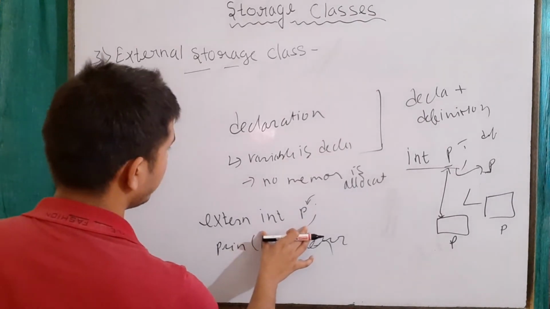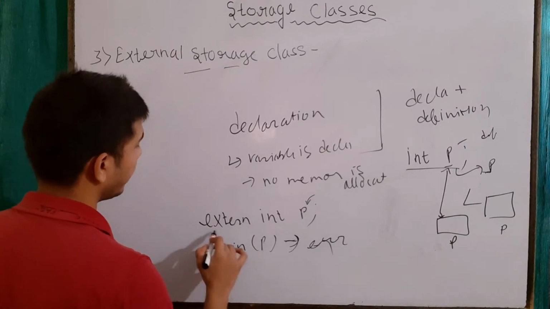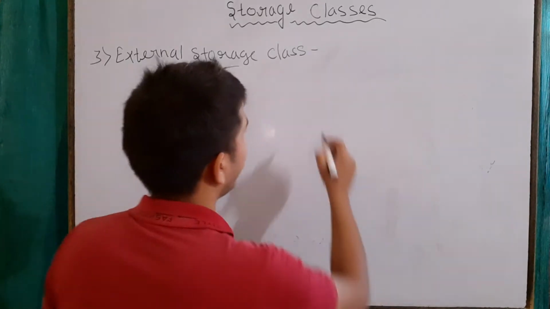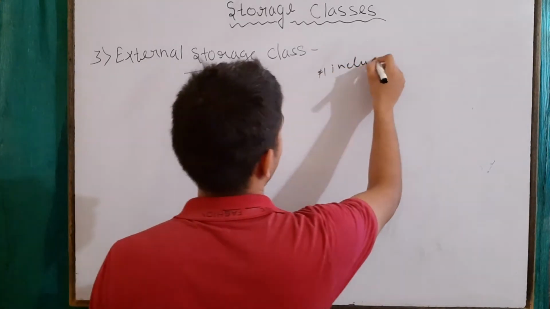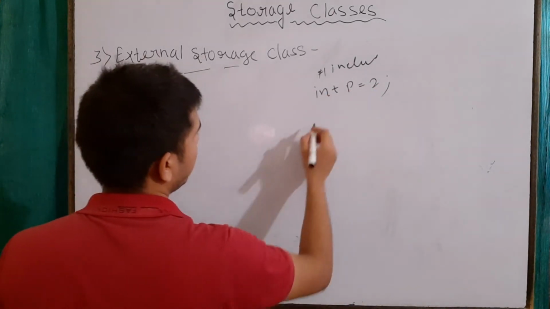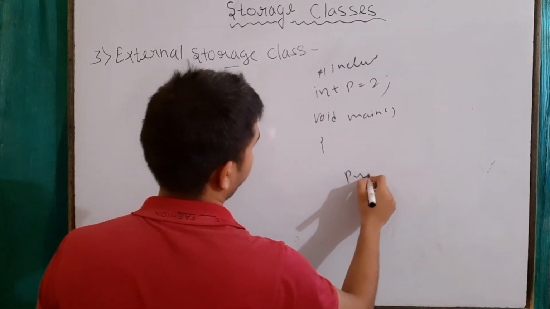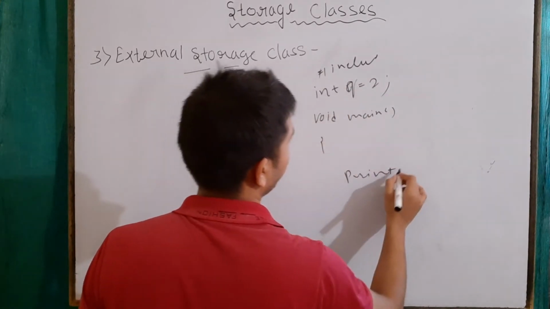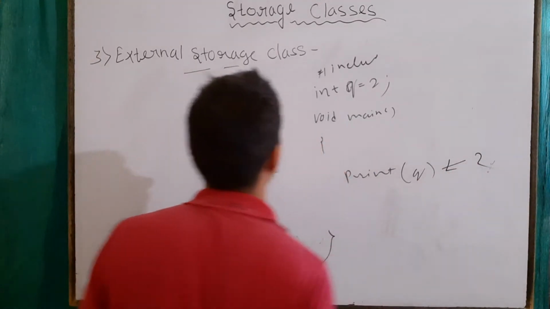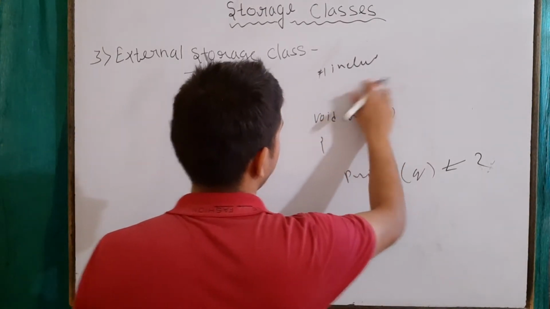Now to define it somewhere in the program, we have to use the external storage class. So let's see how we define an external variable with the external storage class. I have included some file, and I have defined a variable like this, and void main, and I will write printf of, let's say, q. Simple. It will give me output as 2, right? No doubt about it.